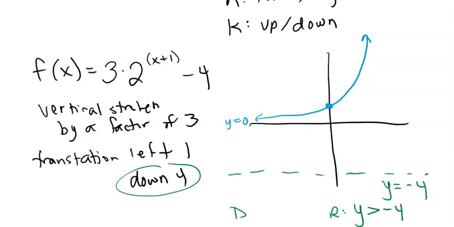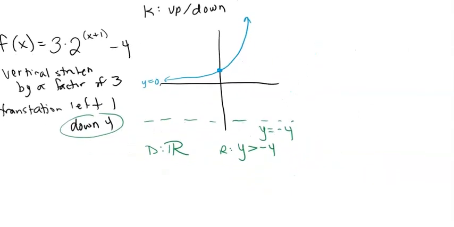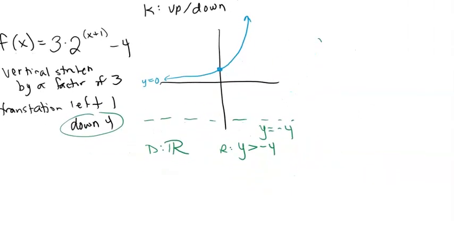Our domain, since this is an exponential function, is going to be all real numbers. Now, if we'd like to know where our y-intercept is, we always like to know where the y-intercept is, we can plug in a 0 for our x value. Let me zoom out a little bit so we can see this work. So to find f of 0, we're going to say 3 times 2 to the 0 plus 1. We're plugging in our 0 for the x, minus 4.